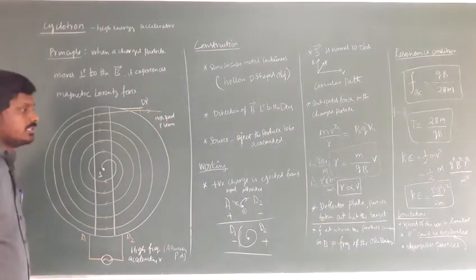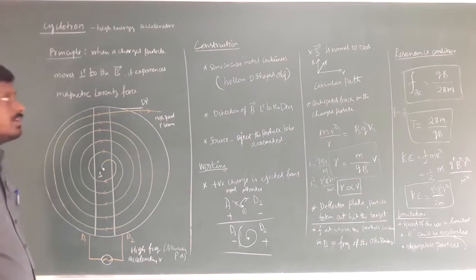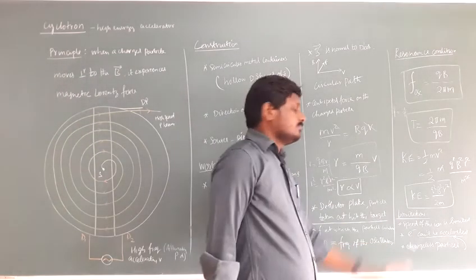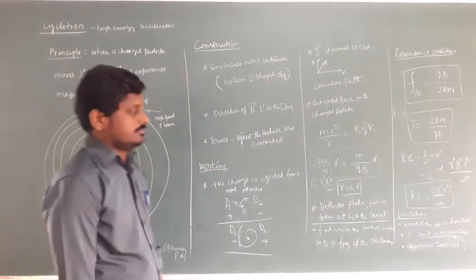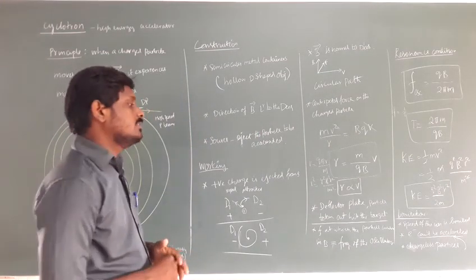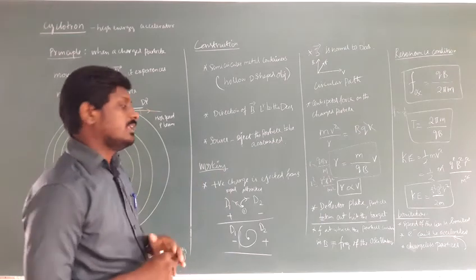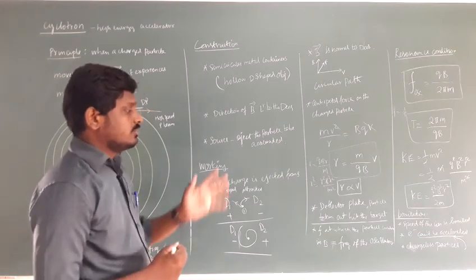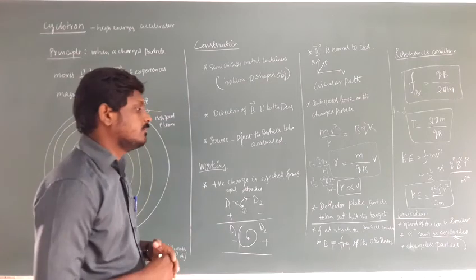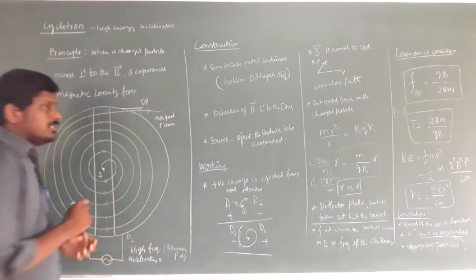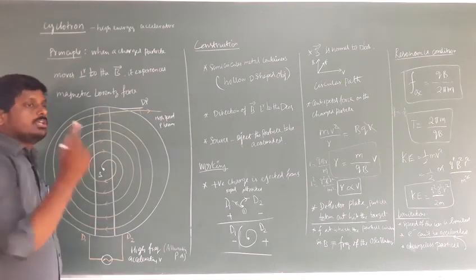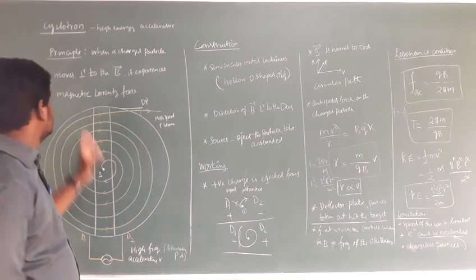Then what are the limitations? They may ask in 2 marks, what are the limitations of cyclotron, or what is the working principle of cyclotron? The speed of the ion, that is the charged particle, is limited. Then electrons cannot be accelerated. What is the reason? The mass of the electron is very small, so the electron cannot be accelerated. Then chargeless particles cannot be accelerated. It should have some charge, only then we can deflect it using D1 and D2. So a neutron cannot be accelerated using this cyclotron.